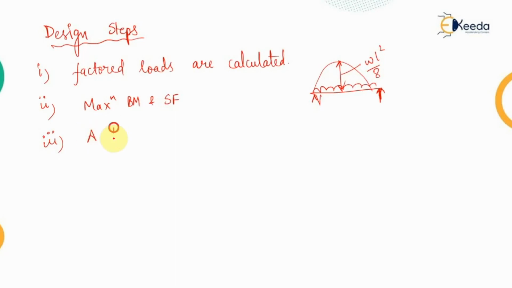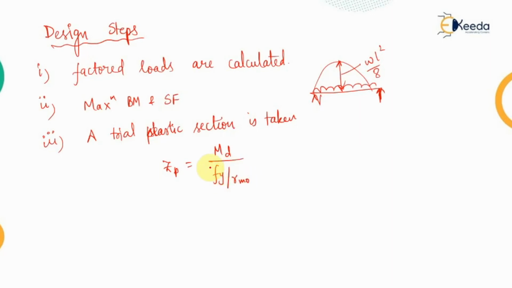After that, a trial plastic section is taken for the designing purpose, and that is selected based upon the value of the bending moment. So let's say the bending moment value that we are getting is denoted by MD. So this MD divided by Fy divided by gamma m naught, which is the reduced shear strength.